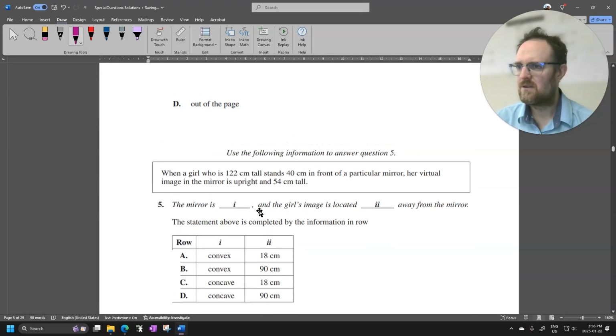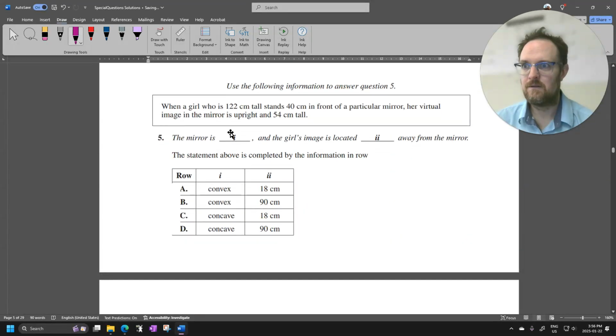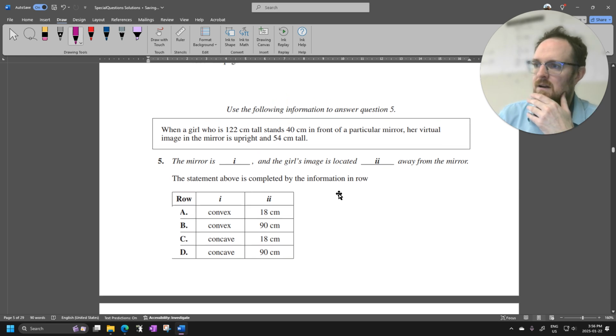It's a really bad picture of the back of my hand there. I'm only halfway, 40 minutes into this question. Well, hopefully we keep on going here.